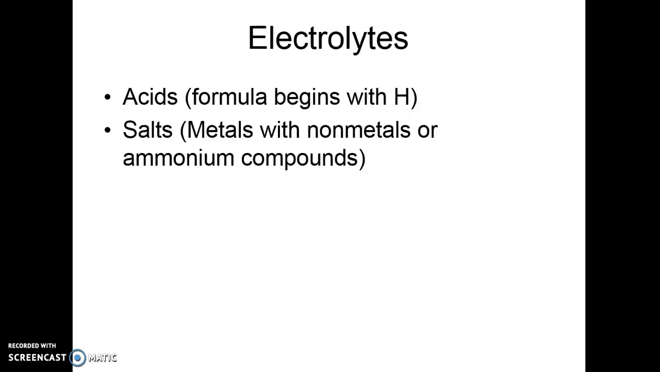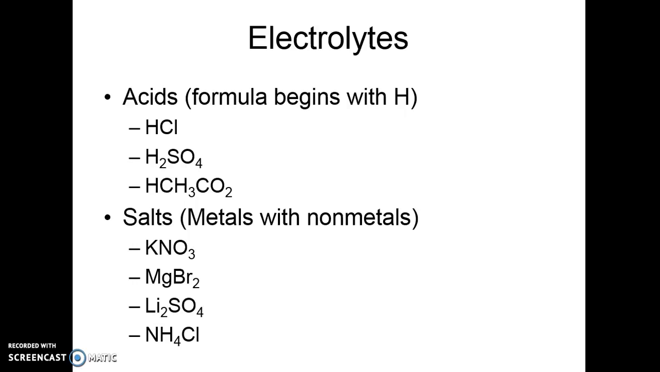Electrolytes are acids and salts. Acids you can recognize because the formula starts with hydrogen, and salts you can recognize because they're either going to be metals with nonmetals, or they're going to have ammonium in the front of the compound. Here are some examples. All of these you can recognize as being acids because they start with a hydrogen. This is hydrochloric acid, sulfuric acid, and acetic acid. Salts you can recognize because they're a metal with a nonmetal, metal with nonmetal, metal with nonmetal. This is a salt because it's an ammonium compound.